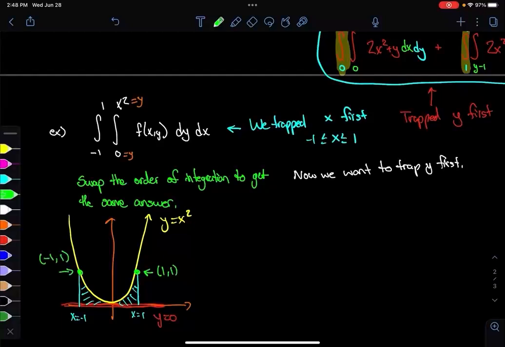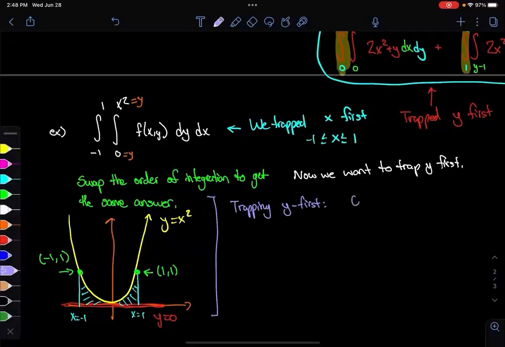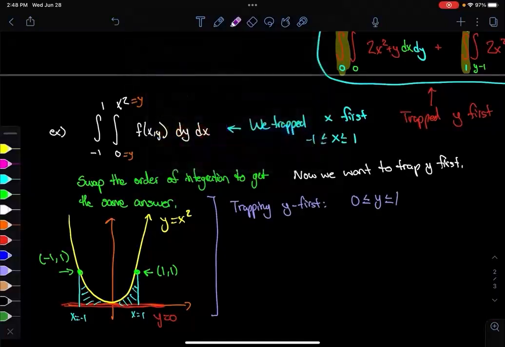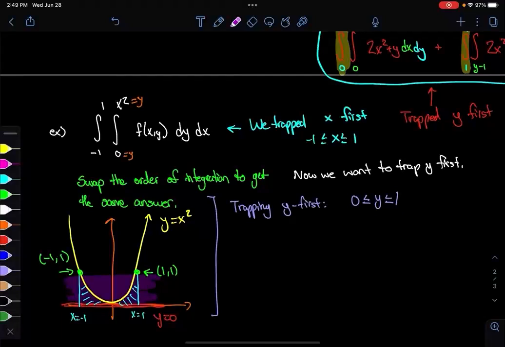And so clearly we can see that if we want to swap the order of integration, trapping y first now, what is y going to go between? Well, there's not much to it. Y is going to go from 0 to 1, right? That is going to give me all of this. That gives me a lot, and I don't want all of it.